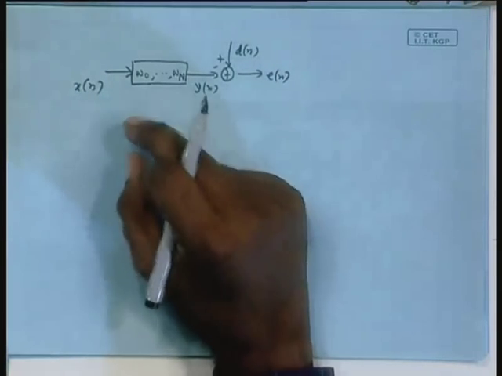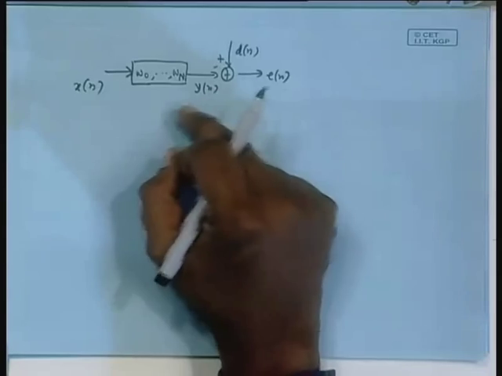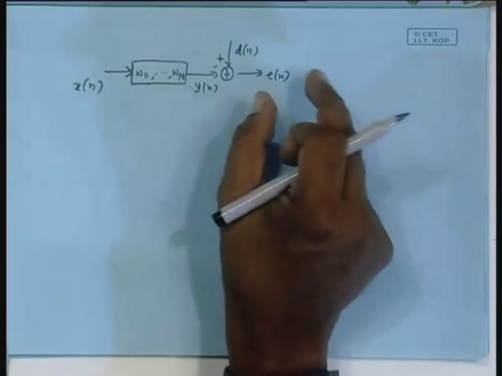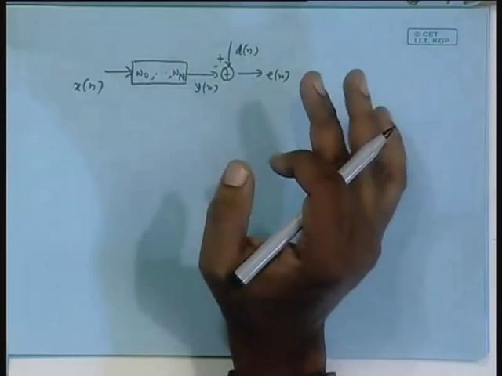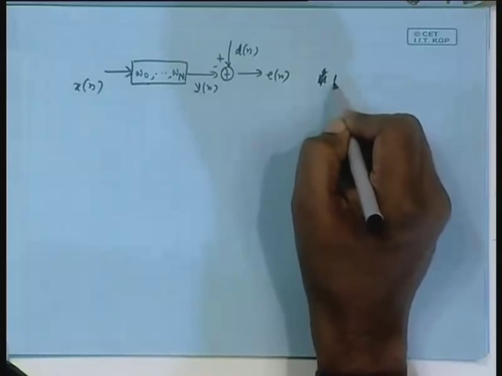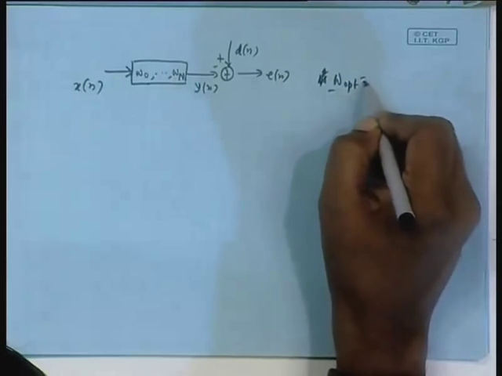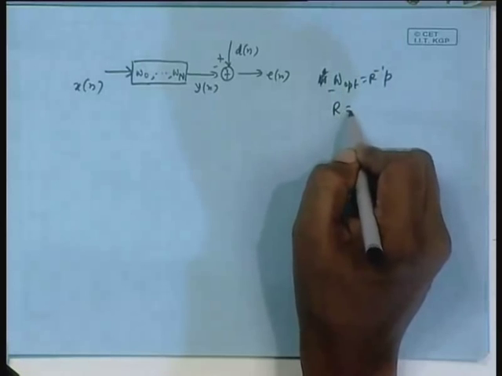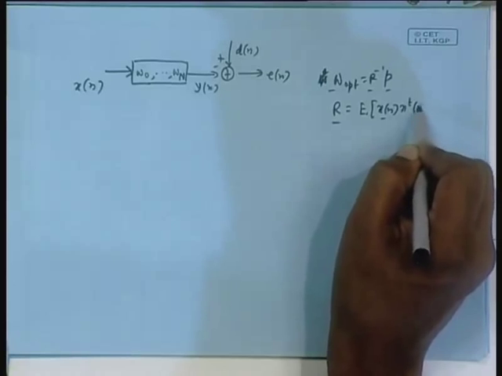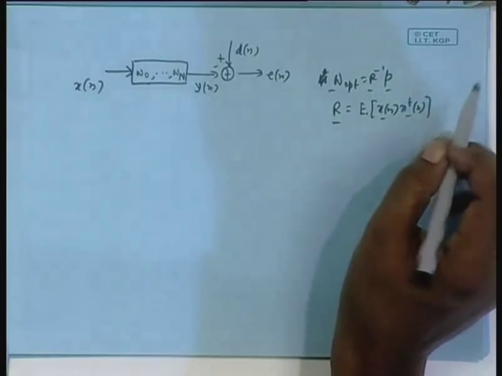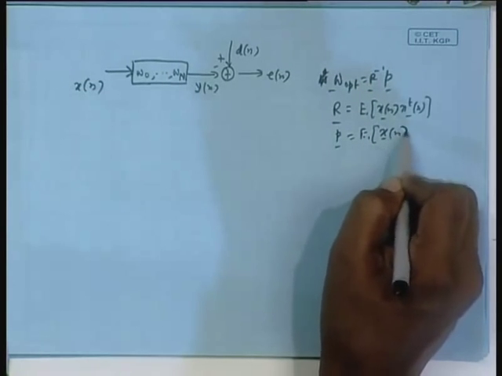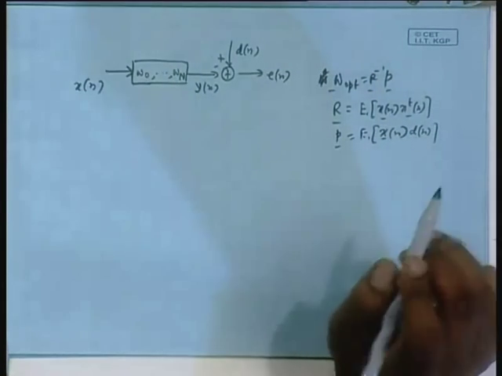That we saw to be a quadratic function of the weights, and therefore you can minimize it by differentiating the mean square value of the error with respect to each weight and equating to 0, and you get a solution which in this case gives a minimum. You get the optimal filter. W opt was R inverse P, where R was E of x n x transpose n, all real valued case, that is why it is transpose only, no Hermitian transpose, and p was the cross correlation vector between x n and d n.